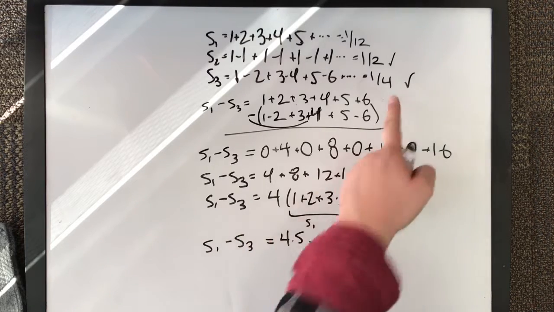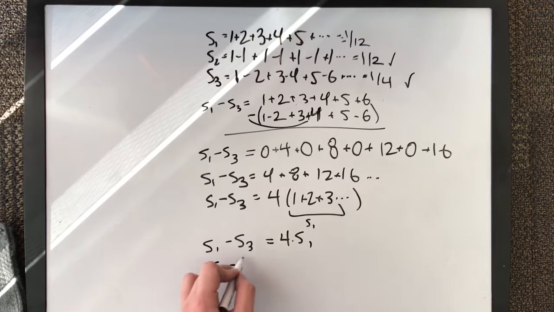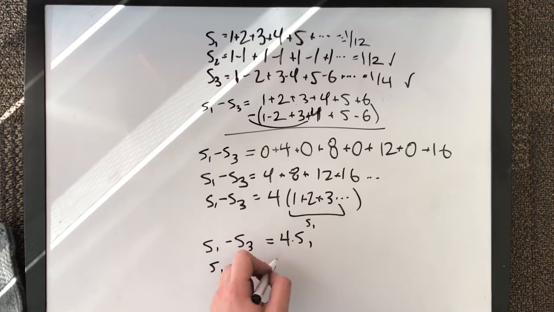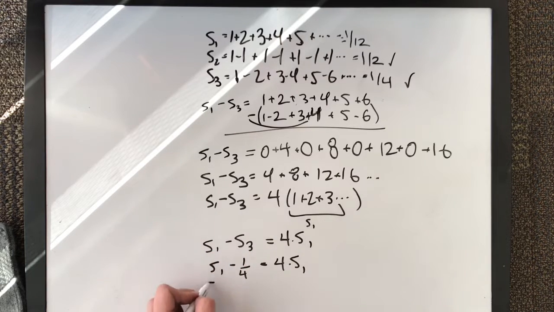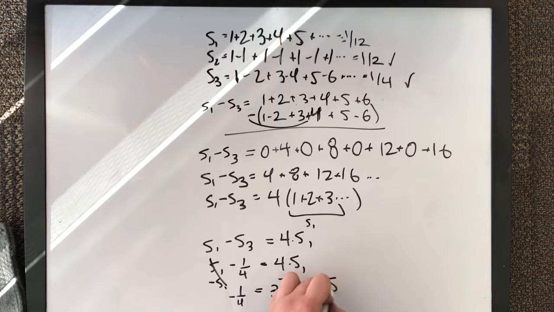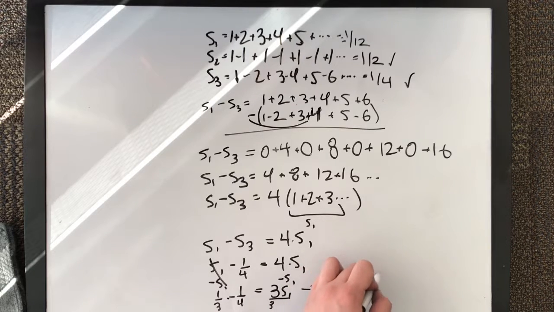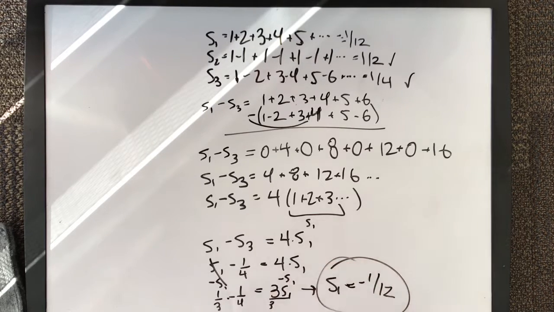We know that series 3 is 1/4. So series 1 minus 1/4 is equal to 4 times series 1. Subtract this from both sides. We get negative 1/4 equals 3 times series 1. And then series 1, when we divide by 3, is equal to negative 1/12. And there you have it.